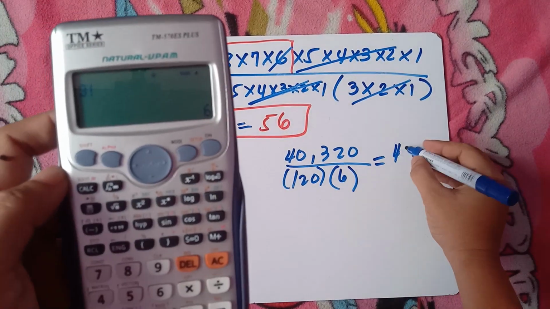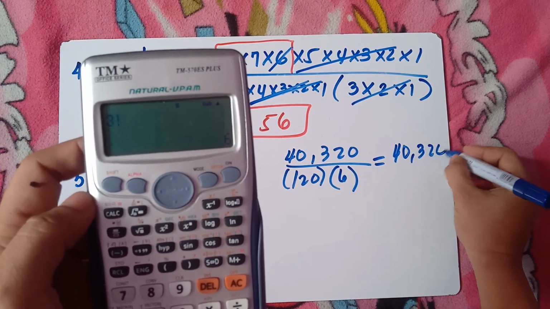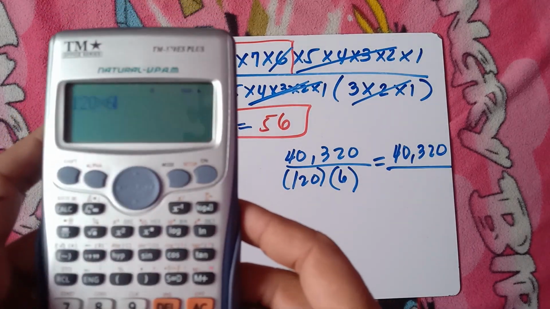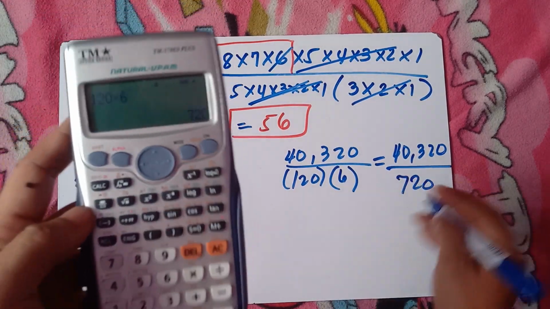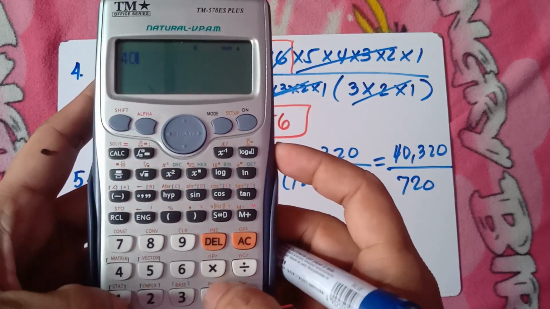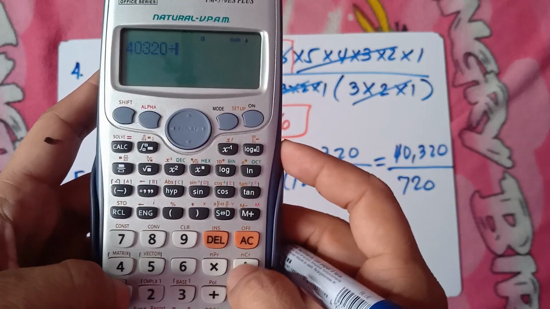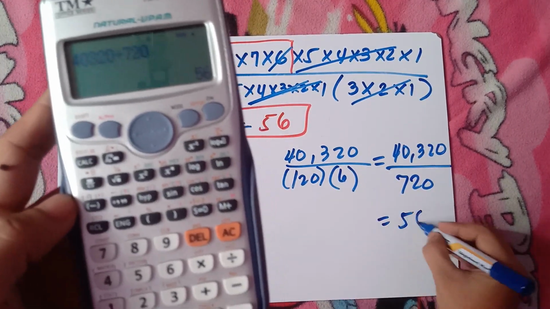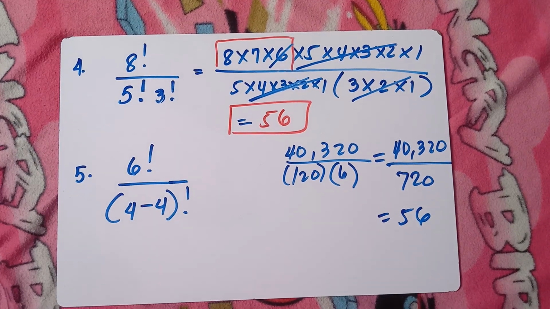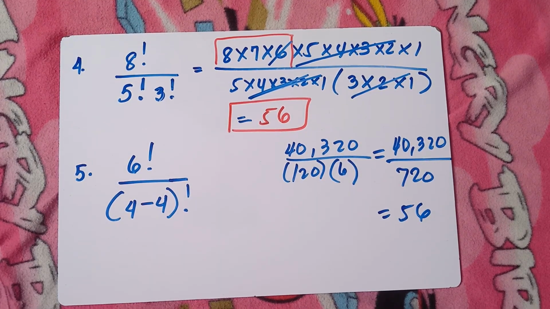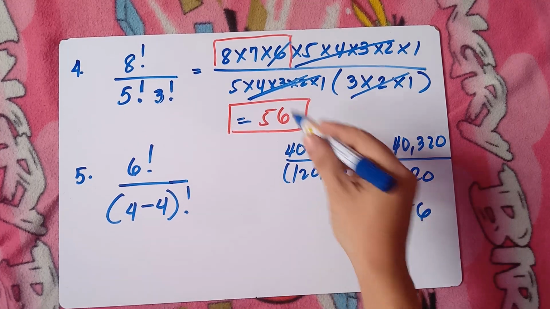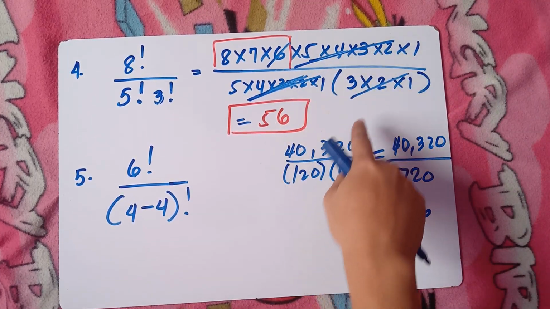So this is 40,320 divided by 120 times 6. So this is 720. So let's divide that one. 40,320 divided by 720. That is 56. So same answer, class. Now, if the teacher will allow you to use calculator, that would be easy for you. That's a good thing. So if not, do not be worried. We can cancel these numbers. Just do it like this, okay?